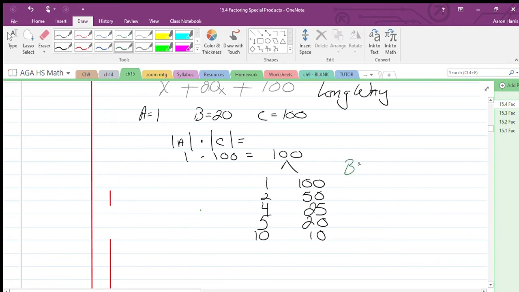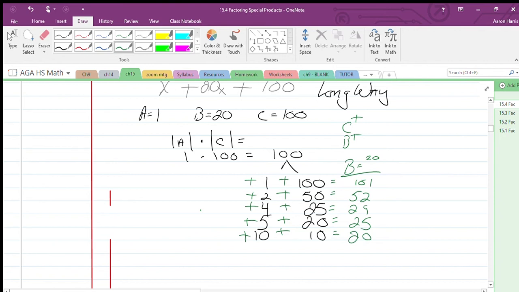Okay? I have all my factors. Now I need to know which one is equal to B, which is 20, right? So I put an equals for all my listed factors. Since C is positive and B is positive, I know that all my factors are positive. So let's go. 1 plus 100, 101. 2 plus 50, 52. 4 and 25 is 29. 5 and 20 is 25. 10 and 10 is 20. So which one works to get me to B? That is correct. The 10 and the 10.